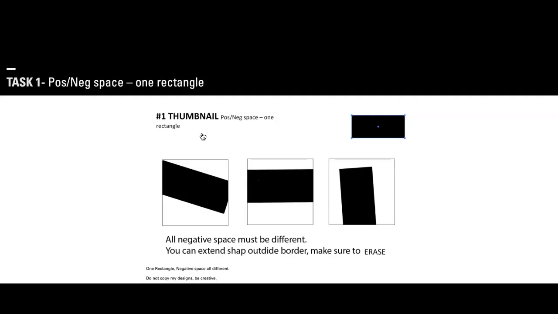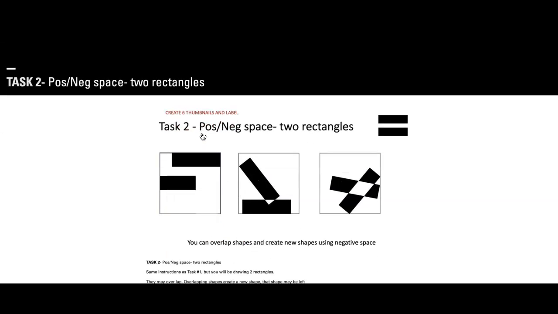Okay, so task one, very, very easy. Now we're going to skip right to number two. Number two, you're using two rectangles. This is an example of two rectangles. They're the very same size, okay? Then you're going to place them in different areas in your box, okay?